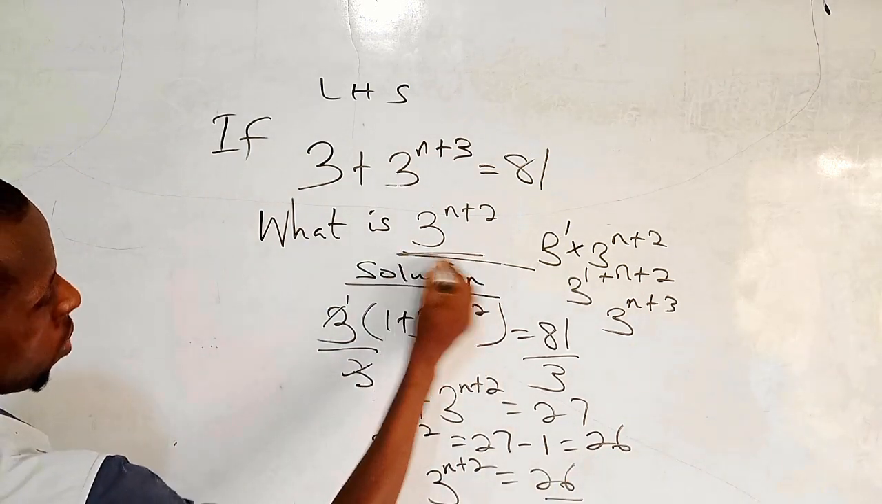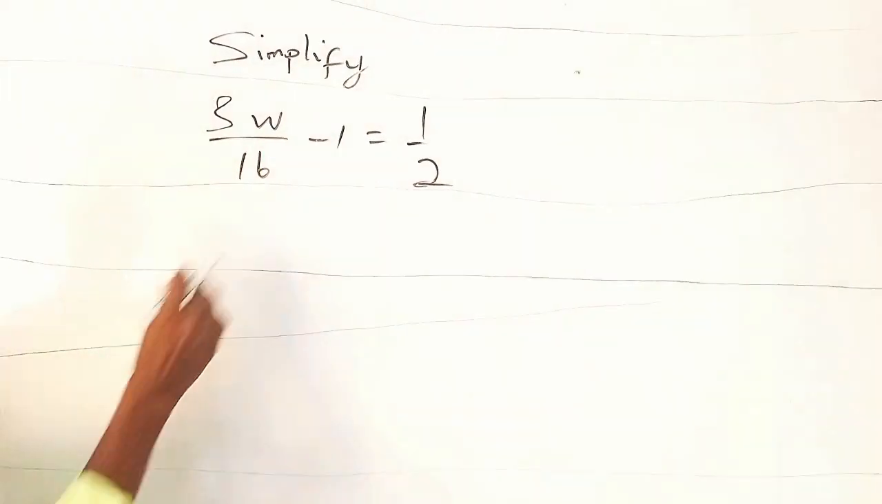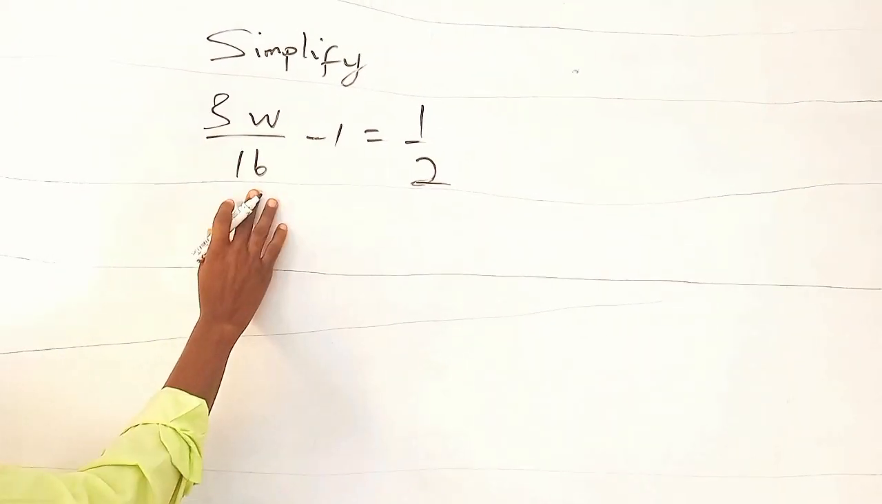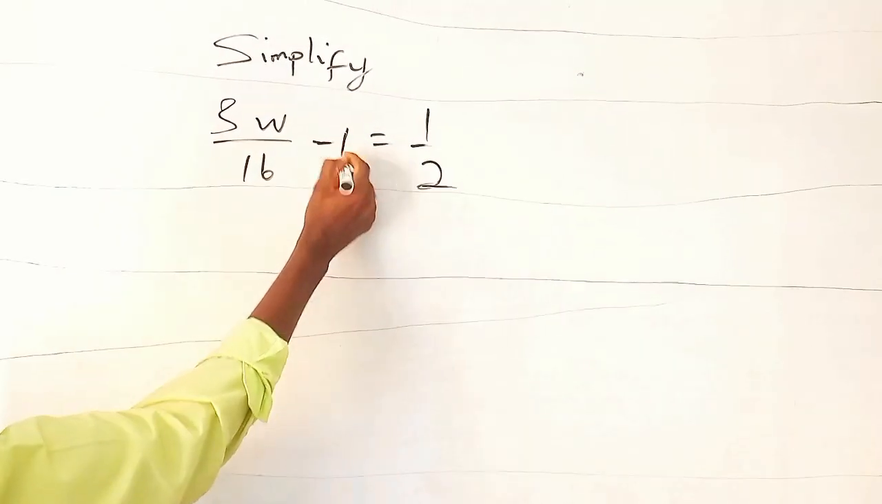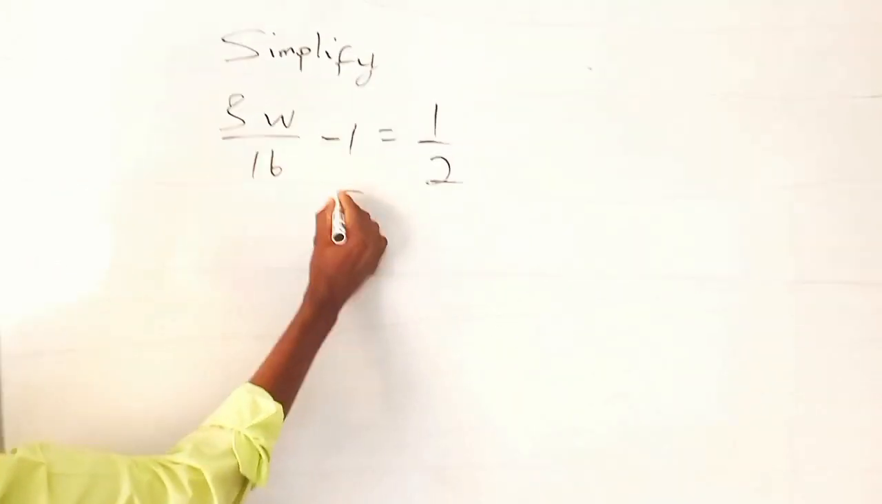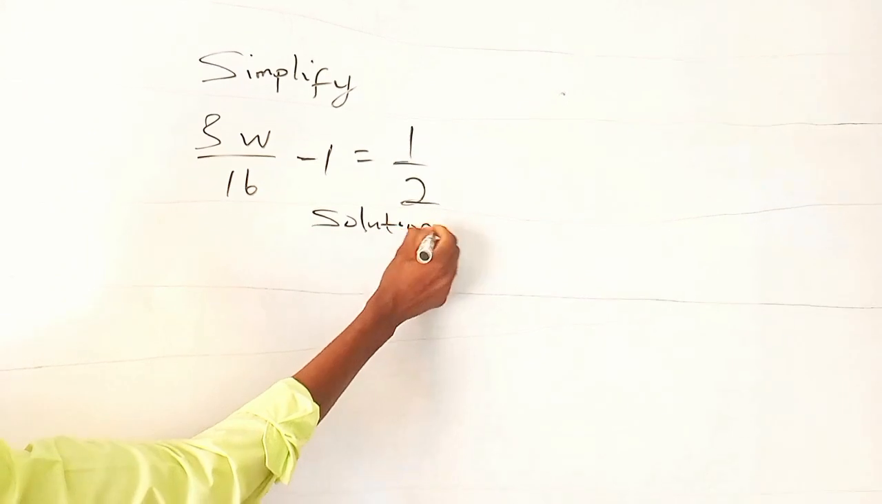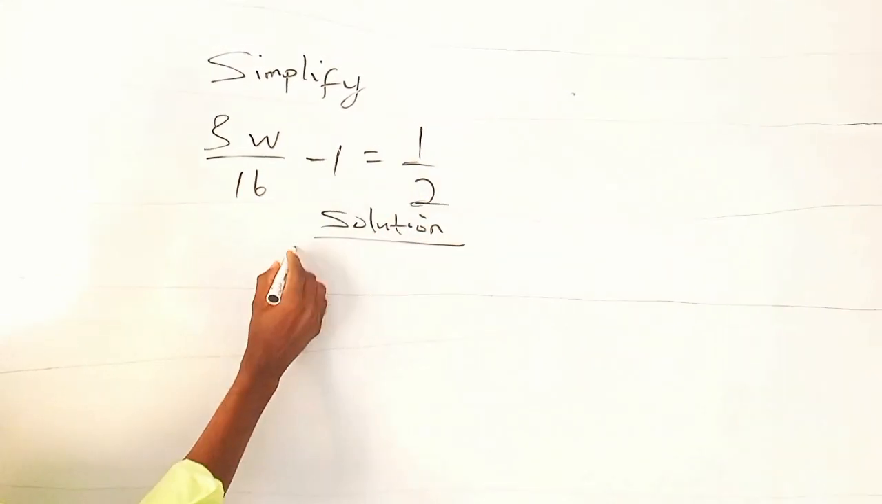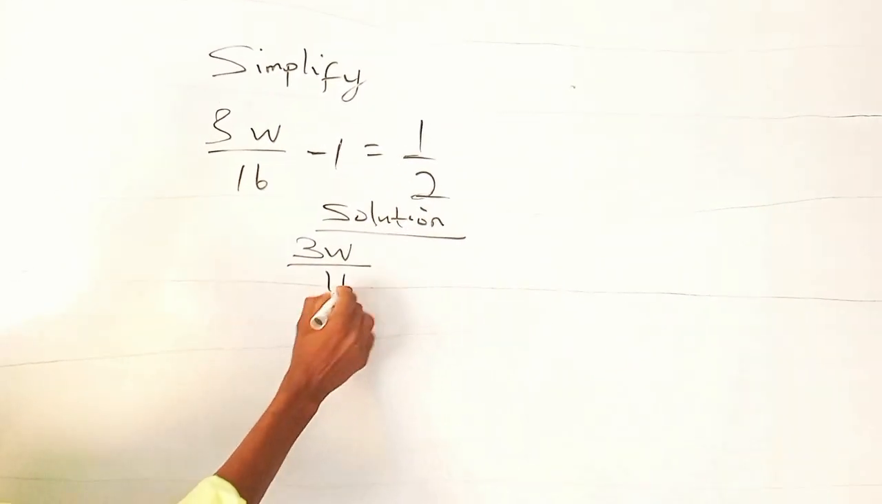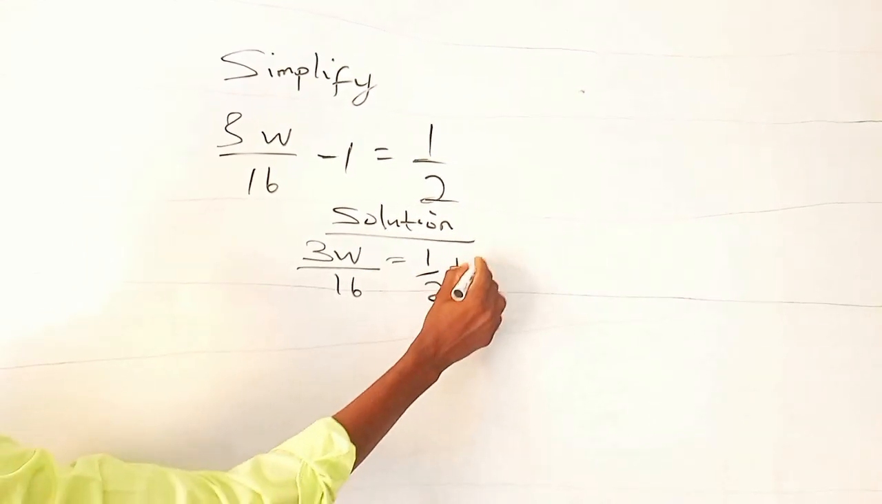This is a requirement, I should look for it. Okay, we have to solve 3w over 16 minus 1 equals 1 over 2. Solution. So here we can transfer this to the other side. We have 3w over 16 equals 1 over 2 plus 1.